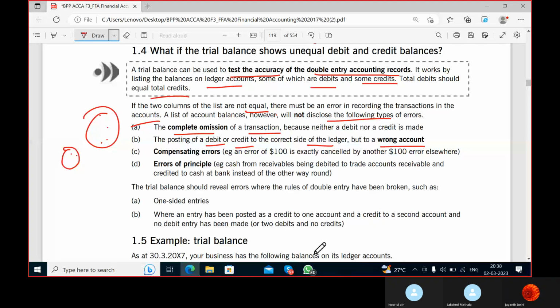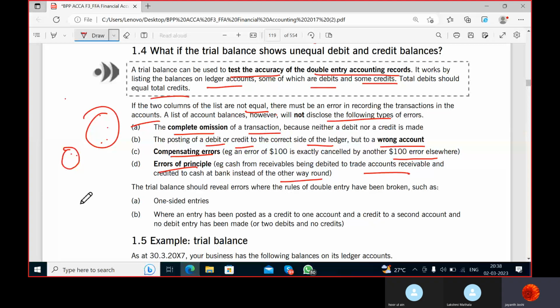Okay, compensating errors. For example, an error of $100 is exactly cancelled by another $100 error elsewhere. Error of principle. For example, cash from receivables being debited to trade accounts receivable and credited to cash at bank, instead of the other way around. So what happens? Error of principle means cash from receivables.